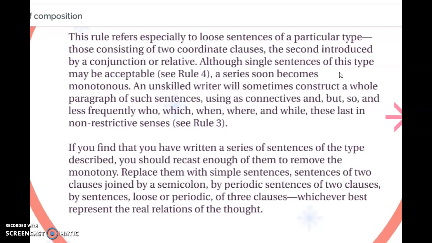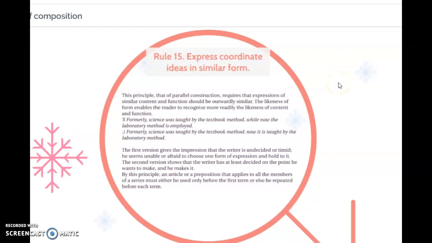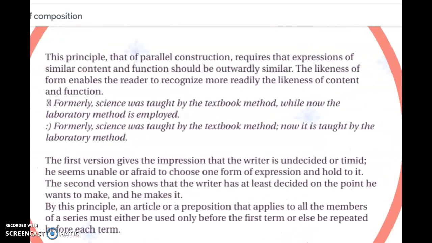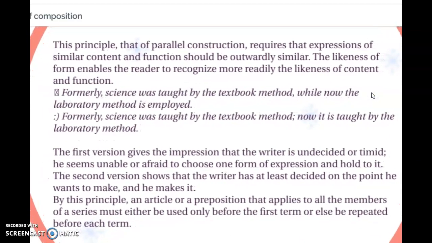Remember, English composes differently than Spanish does. So we should always keep that into consideration, the way that we refer to all these, the creation of ideas. Remember to coordinate ideas in a similar way. The principle of parallel construction requires the expressions of similar content and function to be outwardly similar. Okay, so try to recognize the likeness of content and function, as in the examples on the screen.